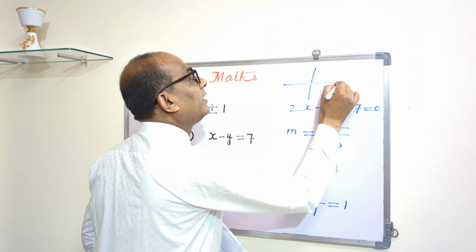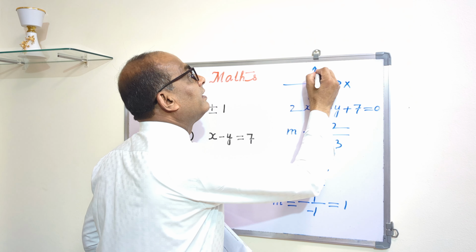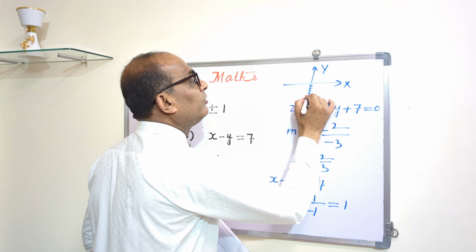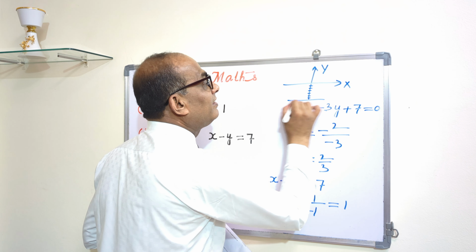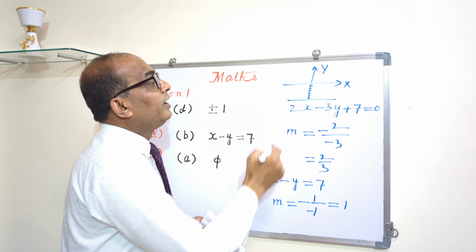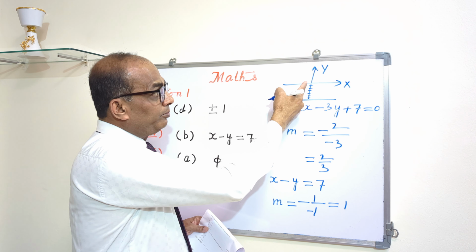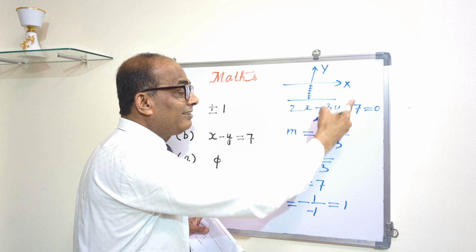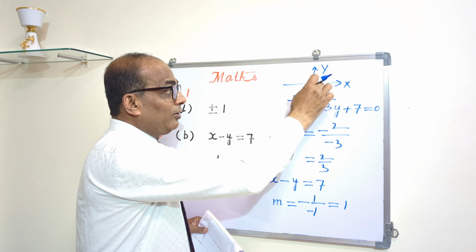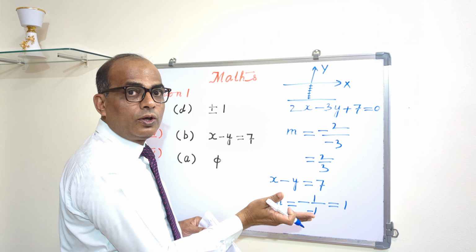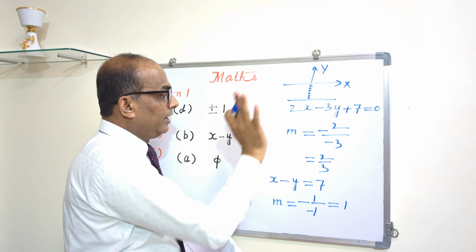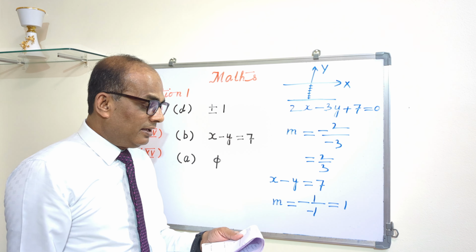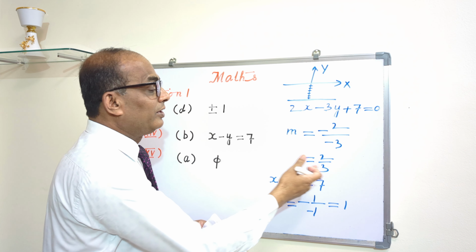Look at it. This is the x-axis. This is the y-axis. So y is equal to minus 7. Suppose 1, 2, 3, 4, 5, 6, 7 below the origin, minus 1, minus 2, minus 3, up to minus 7. y is equal to minus 7 is a line which is parallel to the x-axis and which is at a distance of 7 units from the x-axis below the origin. So this is not our answer. x is equal to 7 is not our answer. And m is equal to 2 upon 3 is not our answer.